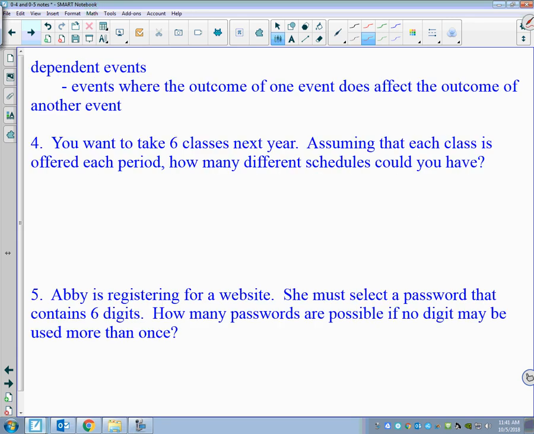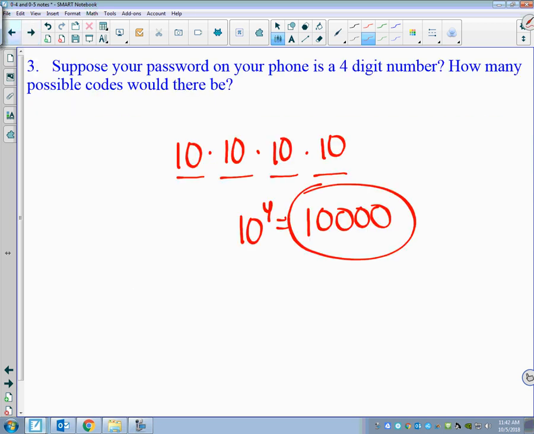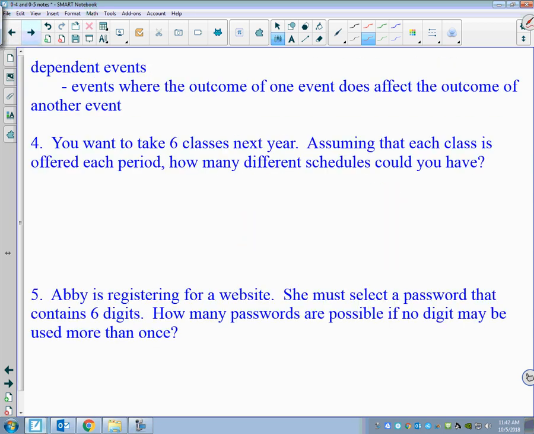Dependent events, so those would all be independent because each one is separate from the other. But a dependent event is where the outcome of one event does affect the outcome of another event. So if you want to take 6 classes next year, assuming that each class is offered each period, how many different schedules could you have?